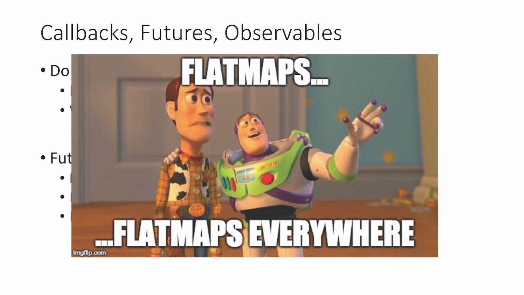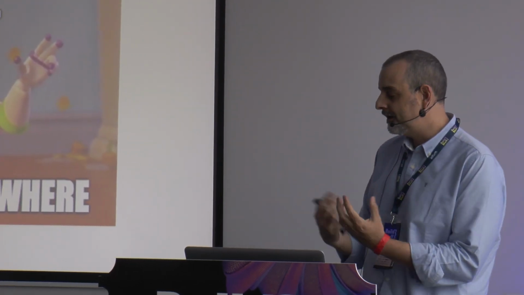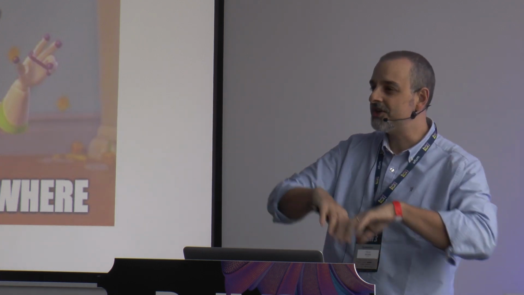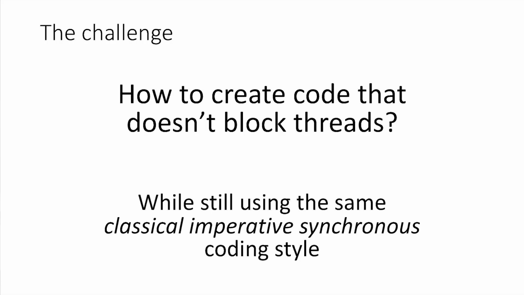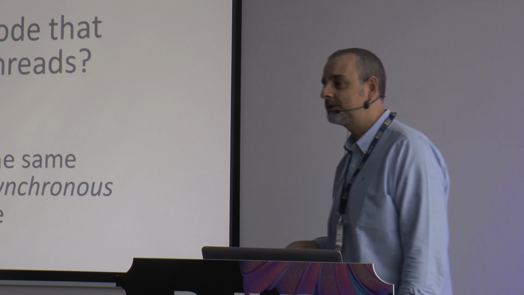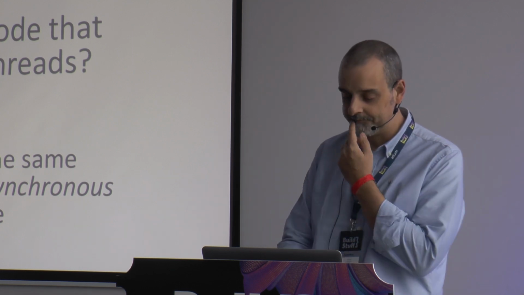I hope everyone who has worked with Rx Java knows what a flat map is. So I'm trying to figure out the business logic behind that code, and it's callbacks, flat maps, maps, zips. So all the asynchronicity machinery is inside my business code. So the challenge is, how can I create code that doesn't block threads while still using the same classical imperative synchronous coding style that we learned at school and that we are familiar with?